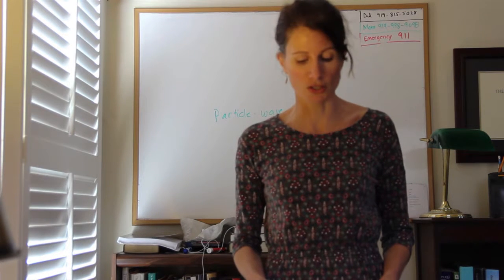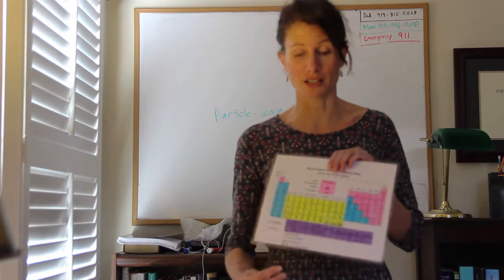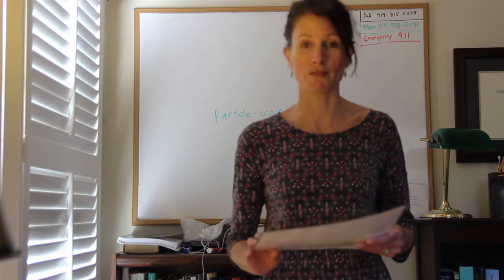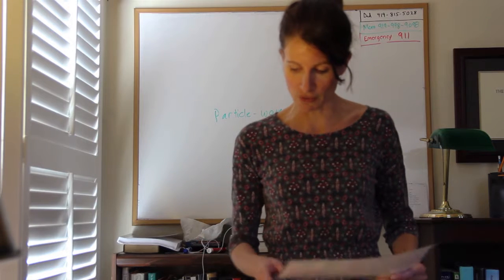This is really basic. You can do it for anything on the chart. You just look for the big number that's on top of the element symbol. Manganese, 25. 25 protons, 25 electrons. Let's leave that for there.